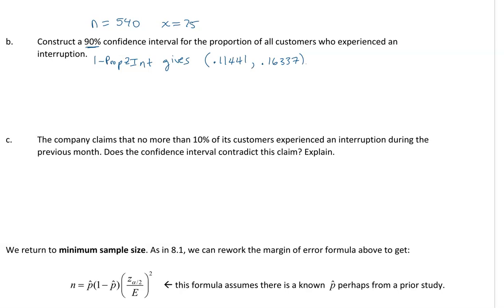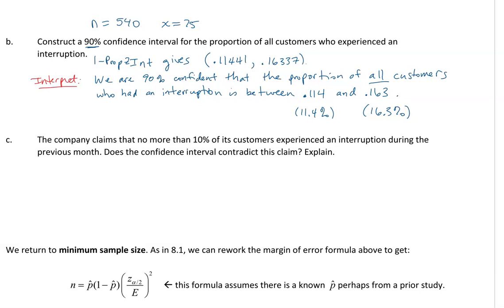So I'm going to pause and write it down. How'd you do? This is what I wrote. We are 90% confident that the proportion of all customers who had an interruption is between 0.114 and 0.163. And I always mentally put those in percents. That's 11.4% and 16.3%. So I'm always going to want you to do that interpretation. We are 90% confident that, whatever.